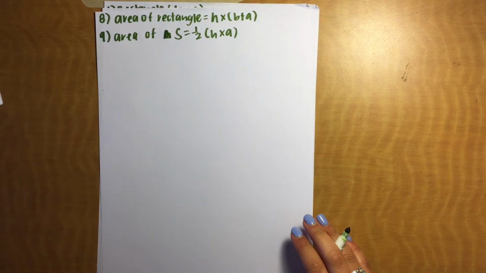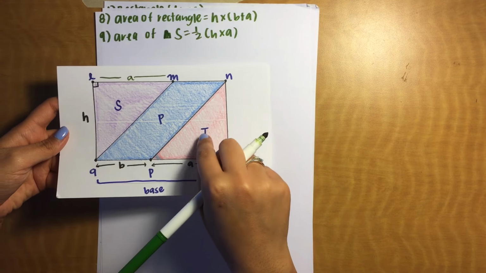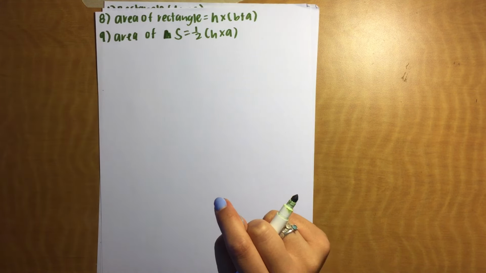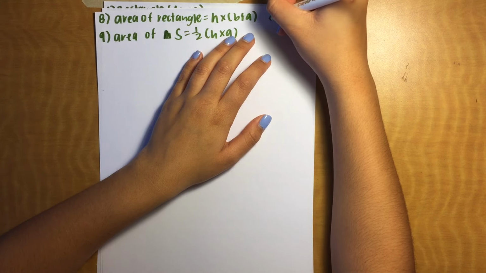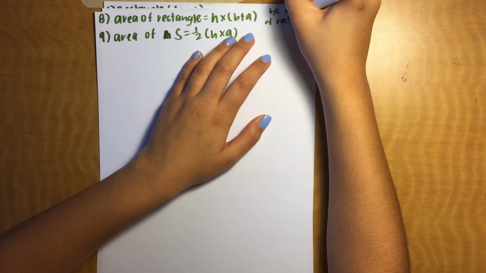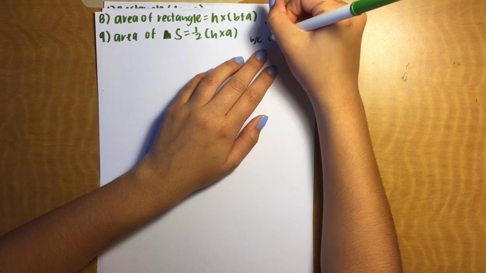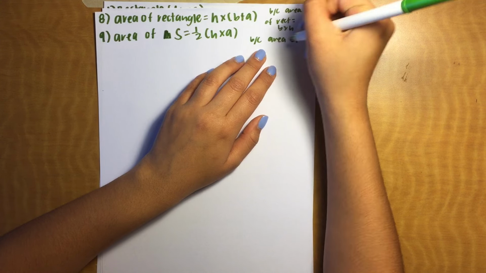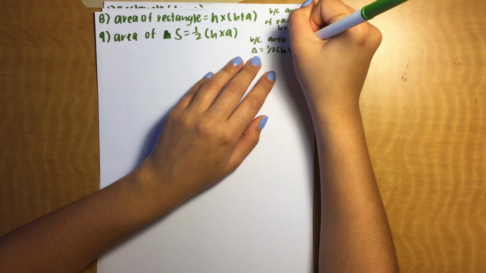And we don't need to find the area of T because we know that S and T are congruent. So T would just be 1/2 H times A as well. This is because the area of a rectangle is equal to base times height. And this is because the area of a triangle is equal to 1/2 base times height.